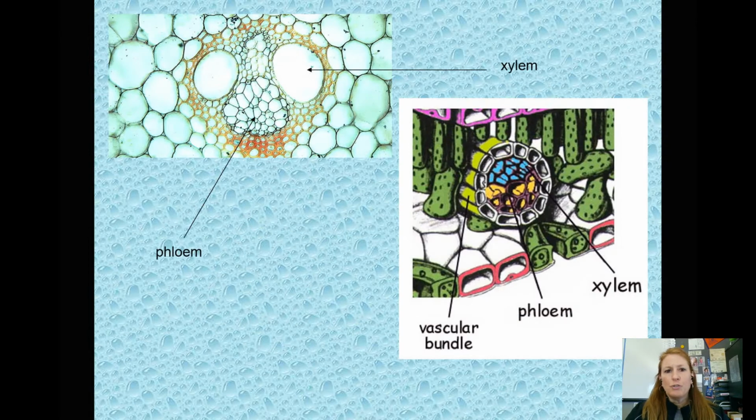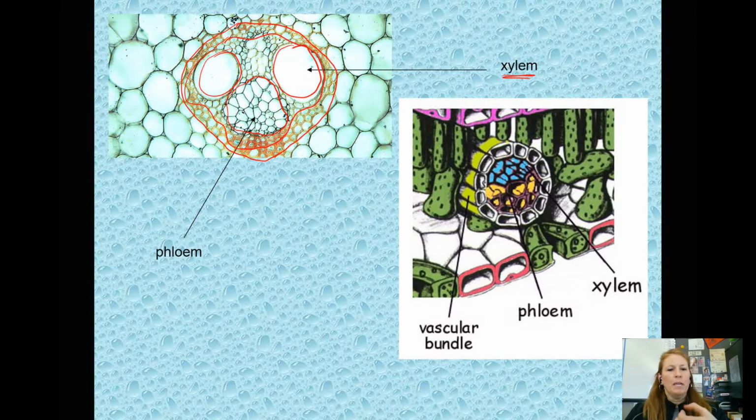So these are two different images. The one on the left is an actual section of a tissue. And so this entire area, that is the vein. So you can see the xylem are these two larger areas, kind of looks like a face. And the phloem, you have a lot more of them, but they're smaller cells. And then all of this kind of orange around it is called the bundle sheath.